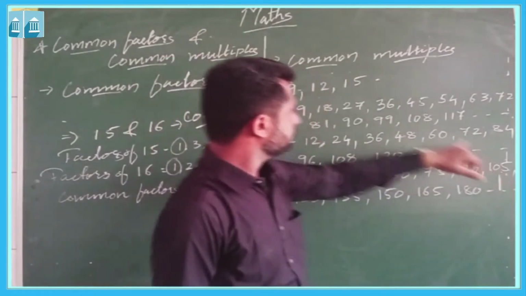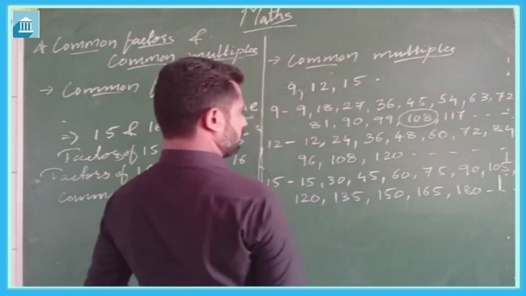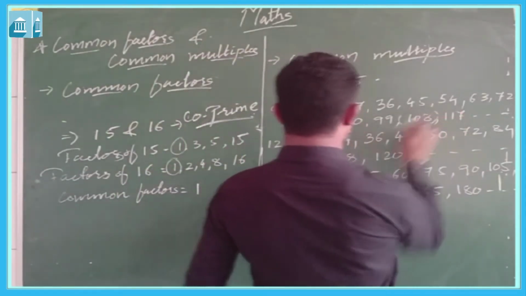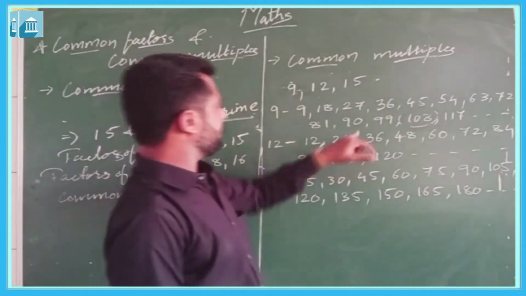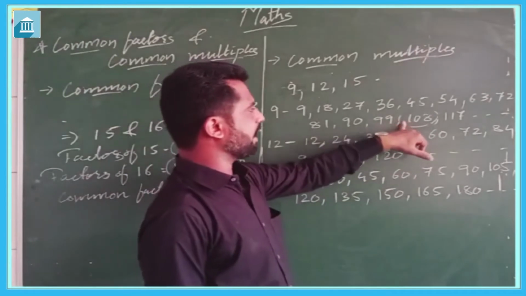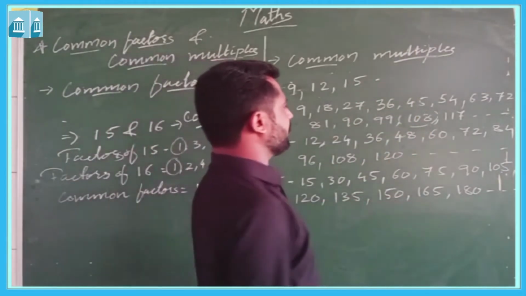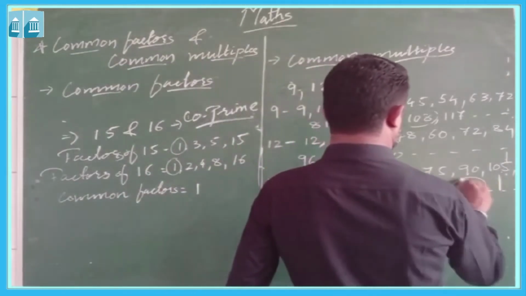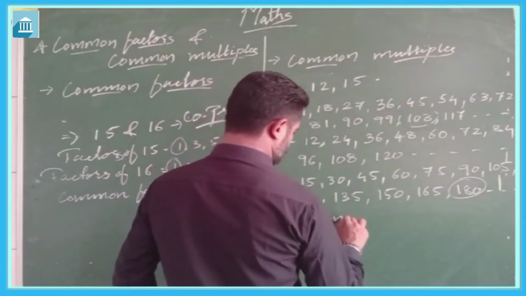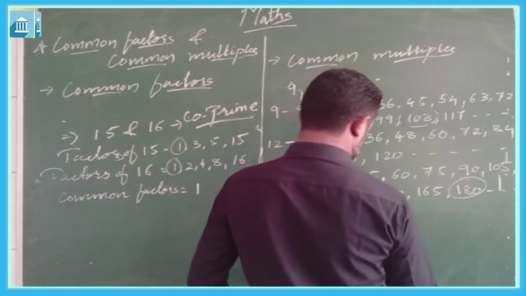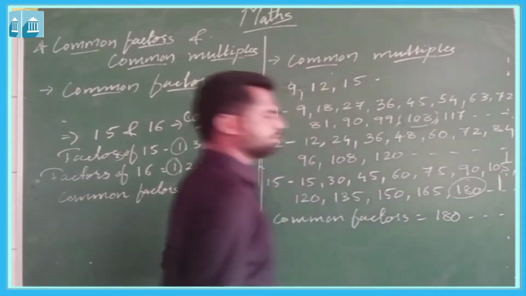108 is there in both but not there in 15. 120 is there in 12 but not there in 9. So if we go like this, the common multiple will be 180. So the common multiples are 180 and it will go on.